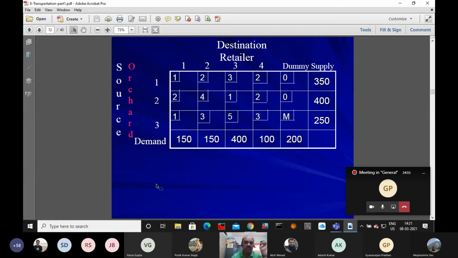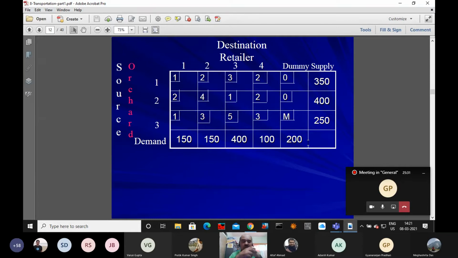So there are 3 sources, source 1, source 2, source 3, and there are 4 destinations, destination 1, destination 2, destination 3, destination 4. We are checking whether the present problem is balanced or not. You can see here 350 plus 400, 750 plus 250, altogether 1000. And if you take the sum of the demands, 150 plus 150, 300 plus 400, 700 plus 300, it is 1000. So this is a balanced transportation problem.